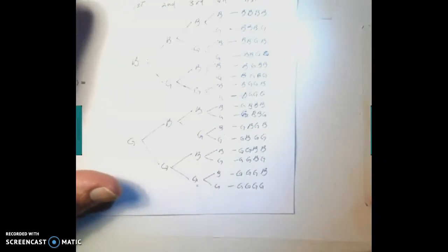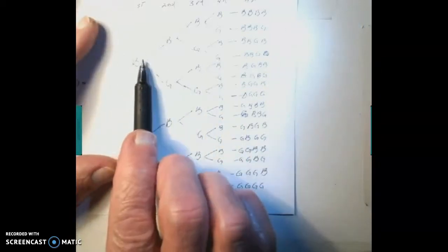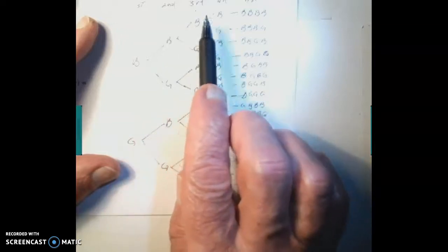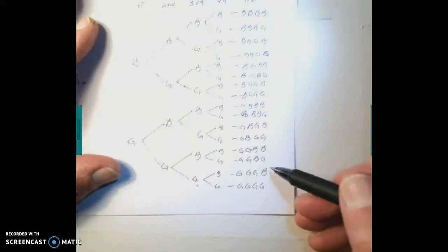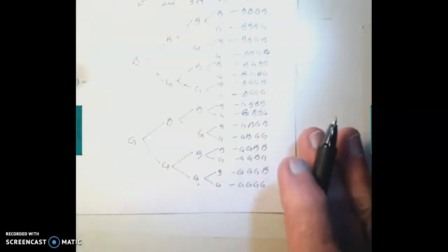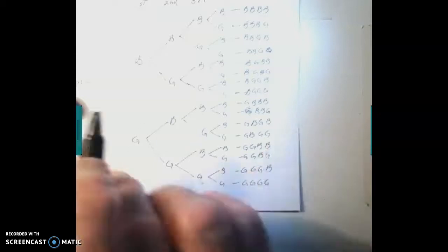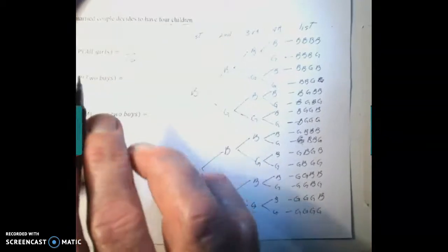Okay, that's the whole tree for 4 children. 2 options here, 2 options here, 2 options here, 2 options here. Multiply together those options. 2 times 2 is 4, times 2 is 8, times 2. There are 16 outcomes. 2, 4, 6, 8, 10, 12, 14, 16 outcomes. The probability of having all girls, that only happens down here at this bottom row. That is 1 out of 16 possible outcomes.